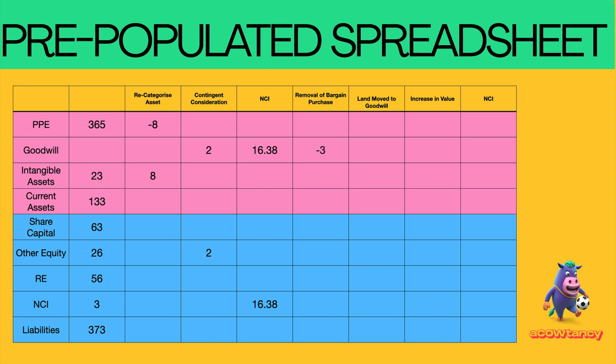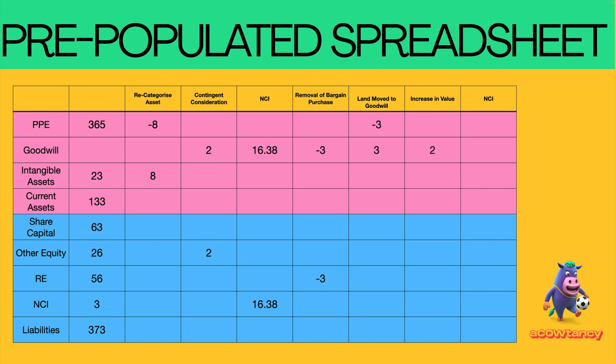So removal of a bargain purchase, you know that you want to take 3 out of goodwill, and you know it needs to come out of retained earnings. And you might think to yourself, oh, is that -3? Is it a +3? Well, it's gone between the 2 categories, so you know it needs to be the same sign. Land moved to goodwill. So land, you need to take 3 out of that, and you're going to put it into goodwill, which is again all in the same category, so you know that they should be different signs.